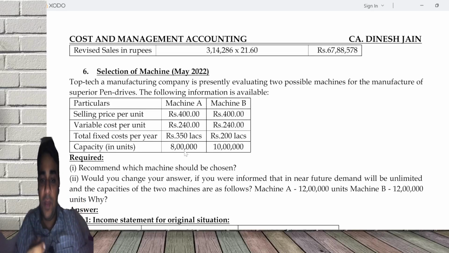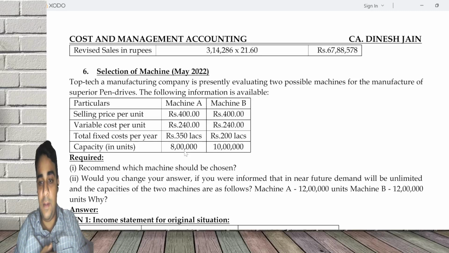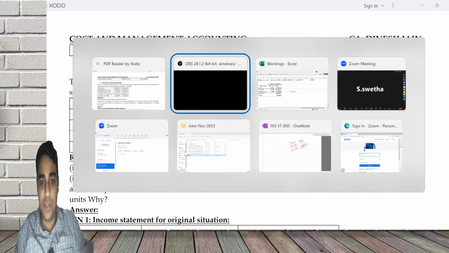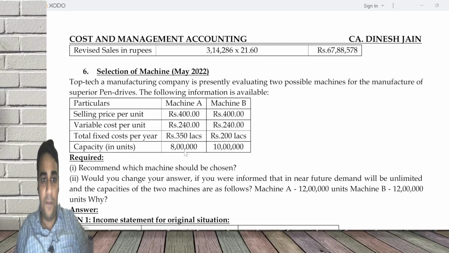Then they are saying, in case the future demand... okay, there is a power issue at my home. My face may not be clearly visible to you. There is some power issue. We'll have to manage it. The class can still go on.